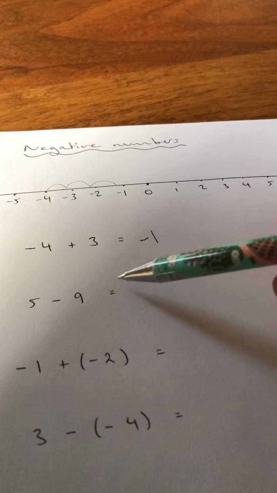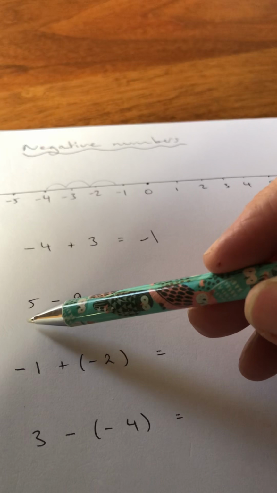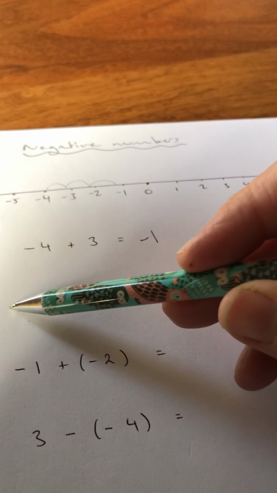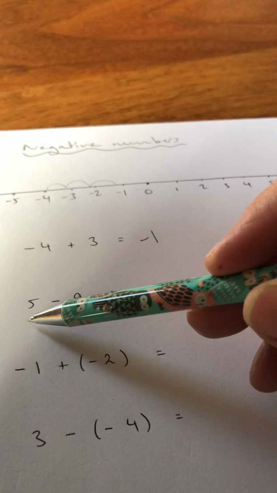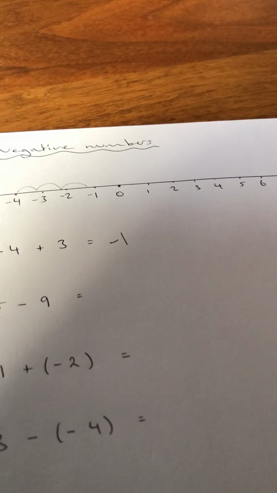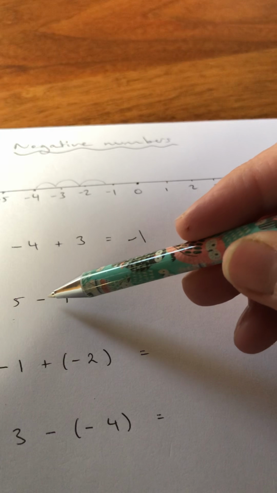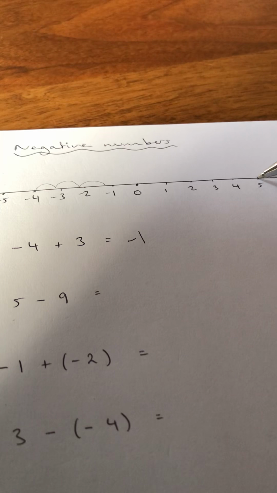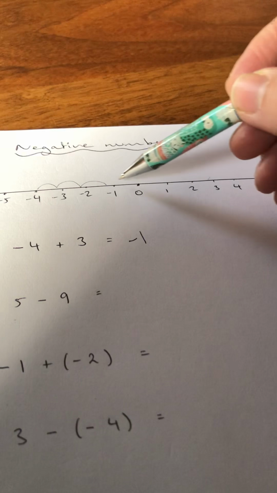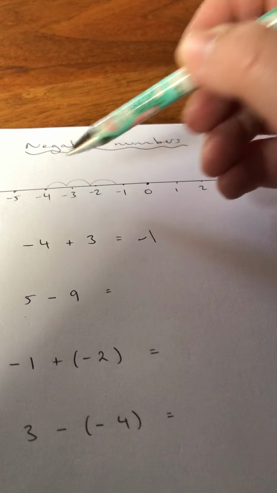Okay, the second example tells me where I'm starting. I'm starting at 5. If there's no sign by it, that means it's +5. So I'm starting at +5. I'm subtracting, so I'm going down the number line by 9. So 5, down the number line by 9, I get to -4.